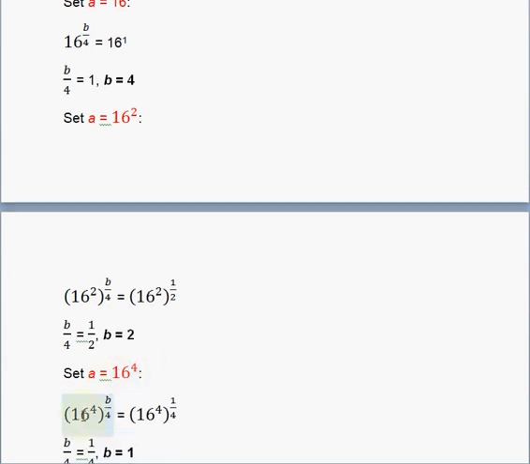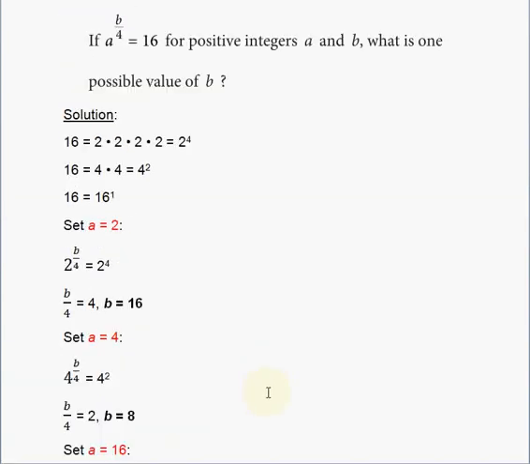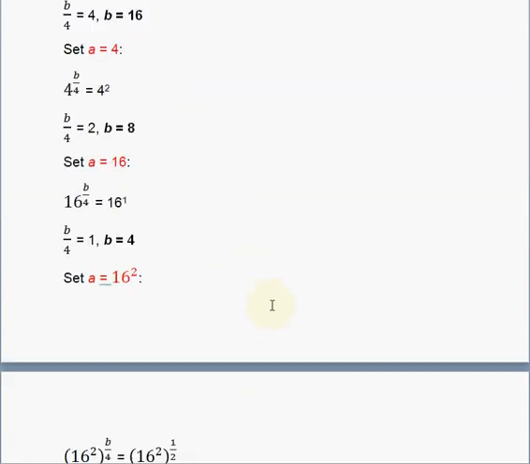16 raised to the power of 4 raised to the power of b over 4 is equal to 16 raised to the power of 4 raised to the power of 1/4, right? Because again, when you multiply on both sides of the parentheses, the powers, they just multiply themselves, right? You don't add them. Make sure you know this rule. You multiply them, okay? So now, 4 times 1/4 is 1, right? Because 4 times 1/4 is 4 divided by 4. And that's 1. And that's 16, right? Doesn't violate the fact that 16 needs to be on the right side.